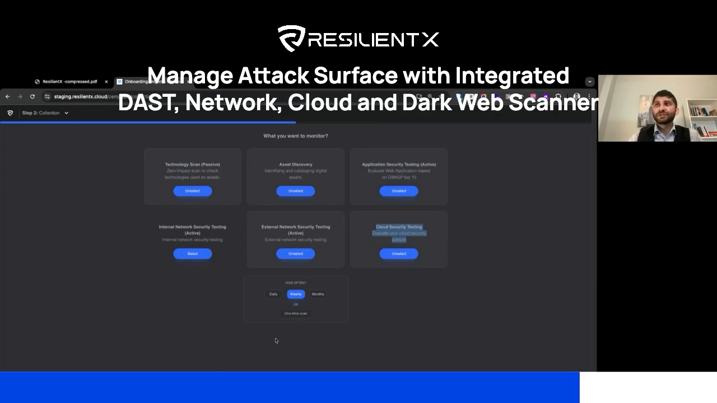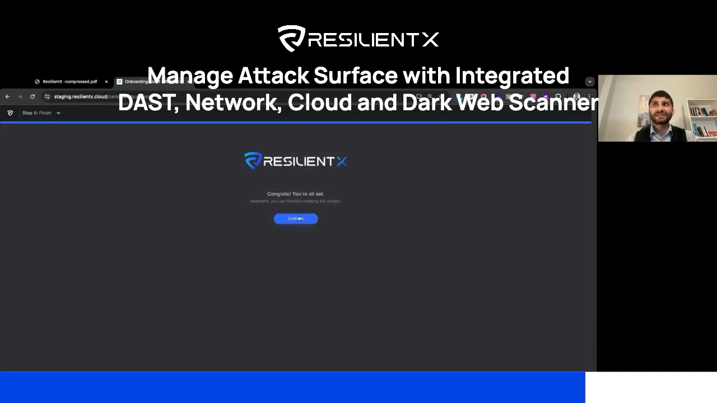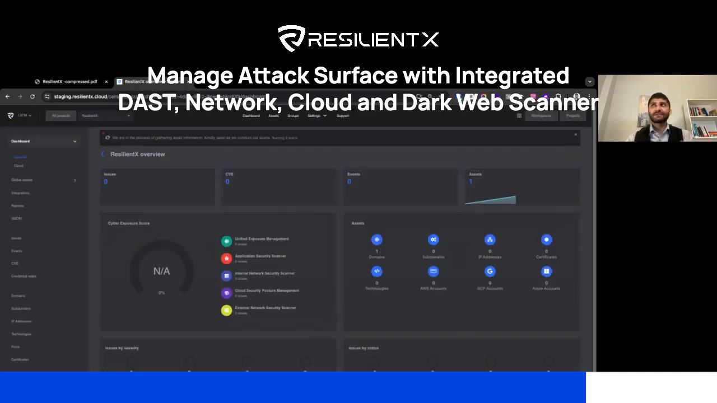You can also choose the frequency. Let's say I'm going to leave it as monthly, and I'm going to insert one domain. It asks me for one domain to start, but of course, in future, I can insert as many domains or assets as I want. Essentially, how it works is after 5 to 10 seconds, it will create a dedicated tenant for me.